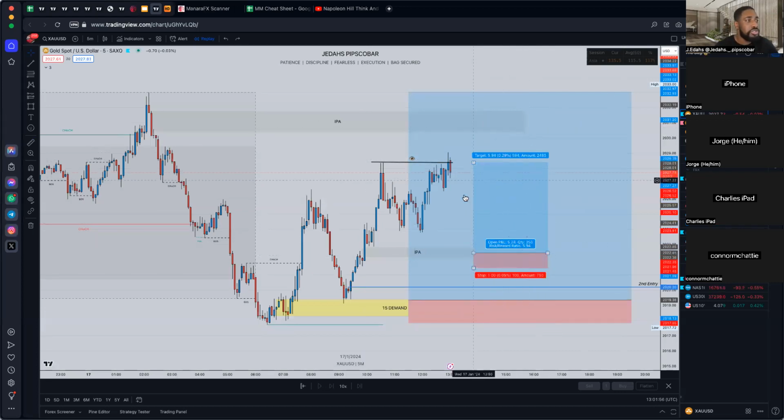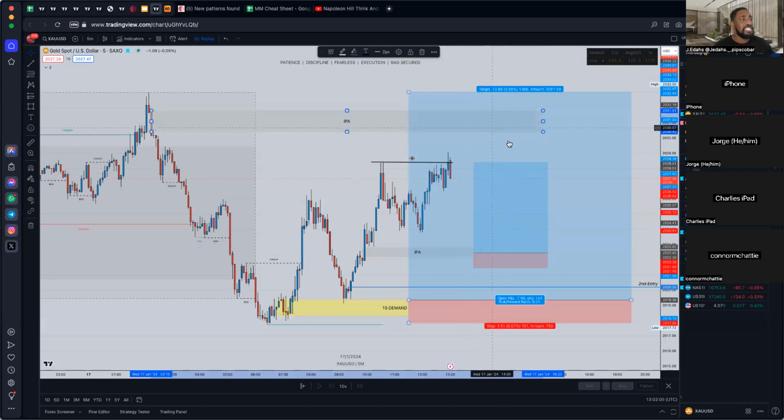So we've got 2 trade ideas in regards to that, both based off IPA right now. So either this one or this one. Obviously, this is more likely as we speak.